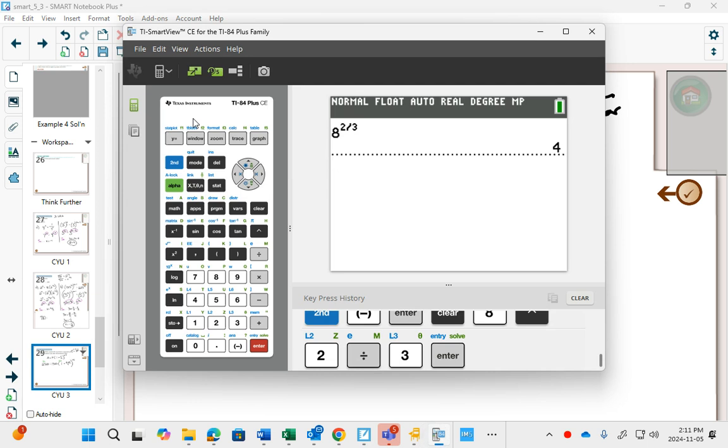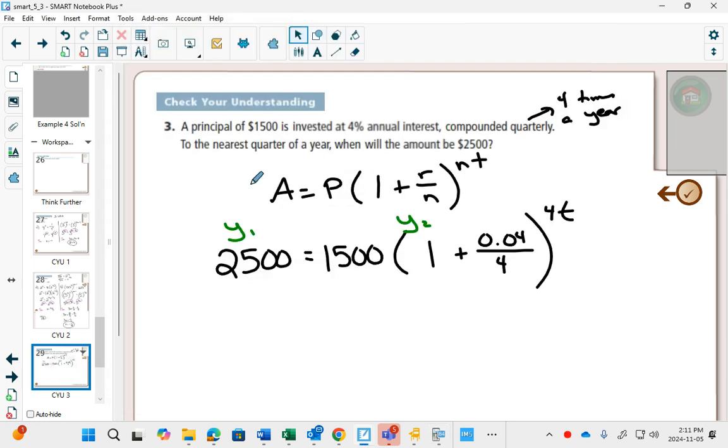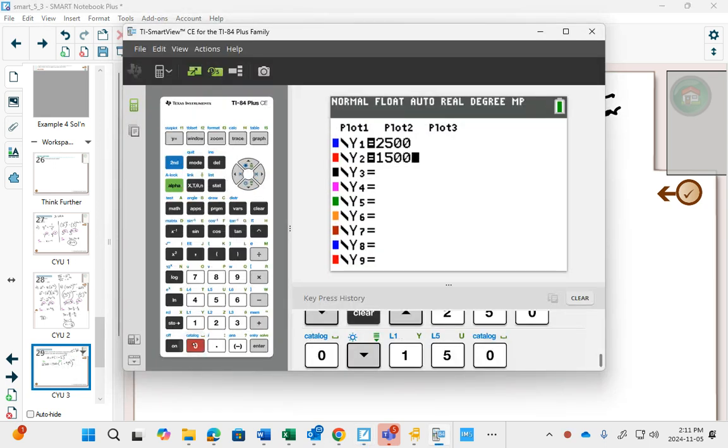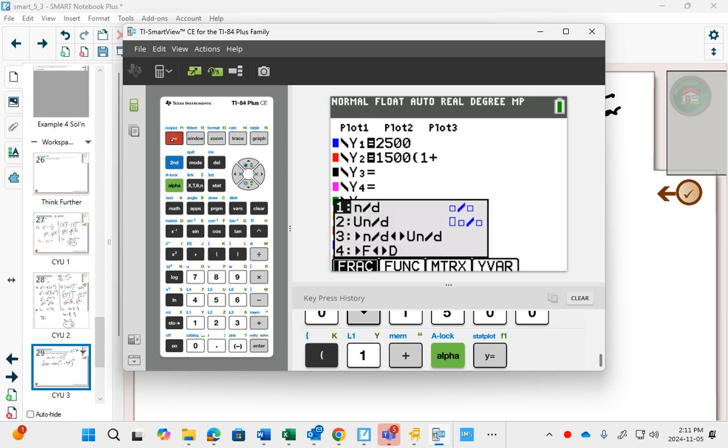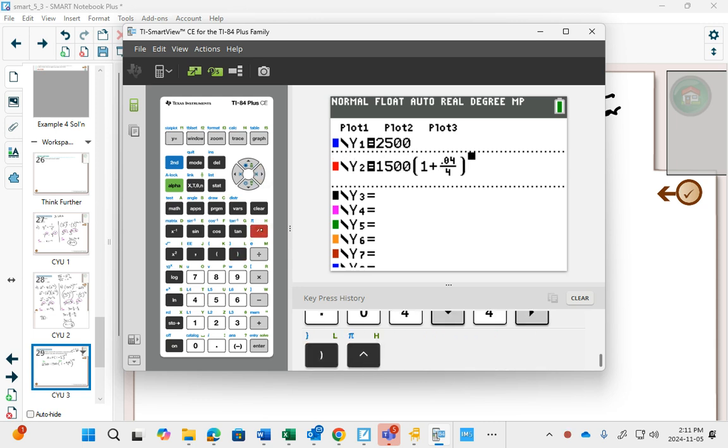Put one equation into y1. If I put the 2,500 into y1, and I put the 1,500 times 1 plus 0.04 divided by 4, to the exponent of 4, and there's no t, so I'll just use an x. Now, I have the math type. If you have an older calculator that doesn't do this, you'll need to make sure that you put the 4x in brackets. Otherwise, your calculator will just have the 4 in the exponent and not the x.